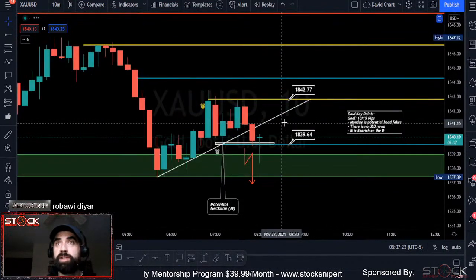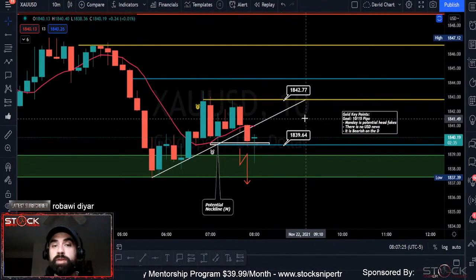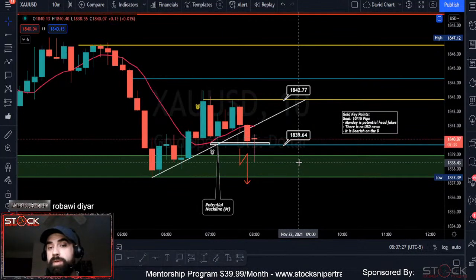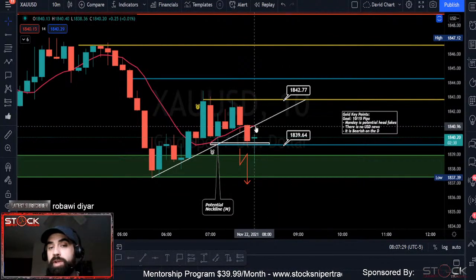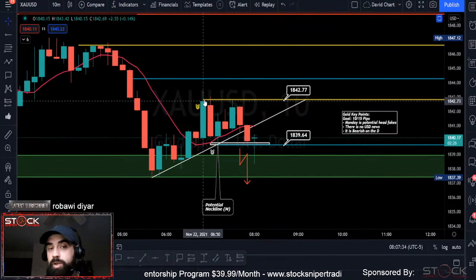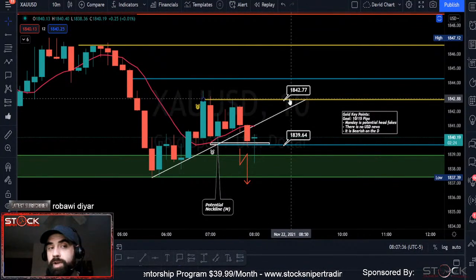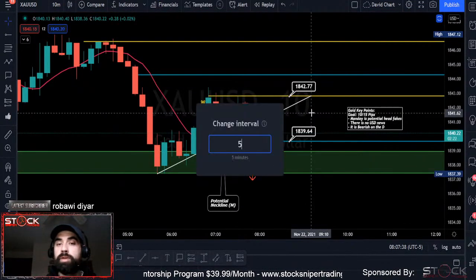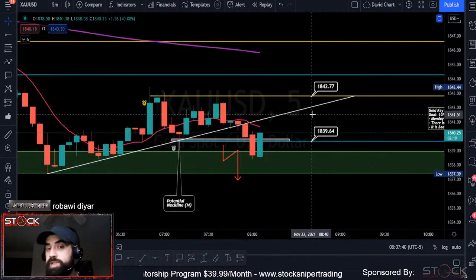So let's check it on the 10-minute. Same thing, dip down, liquidity, starting to push back up, looking to get to this overall 5-minute uptrend again, looking to probably retest up here, that 1842 mark. And we'll check out GBP USD right after.